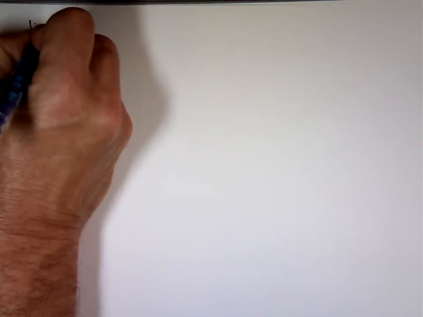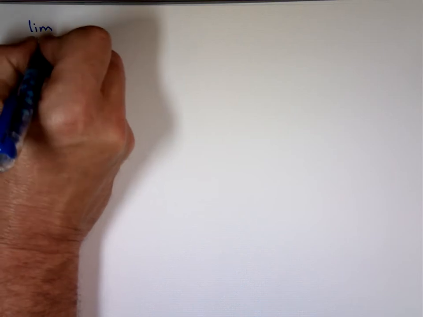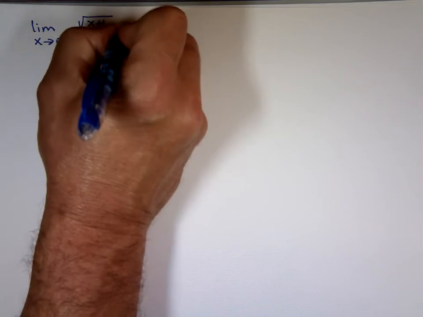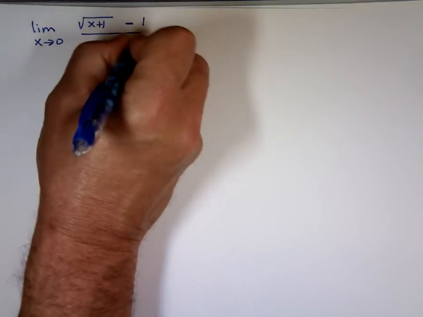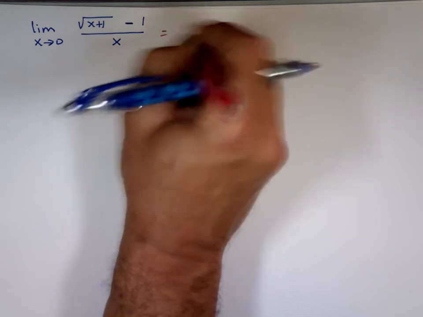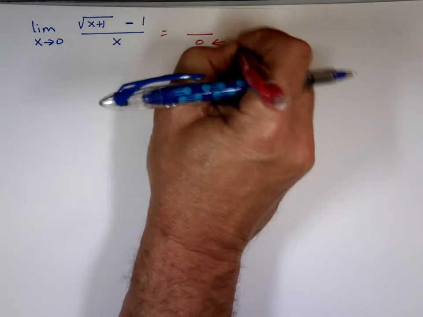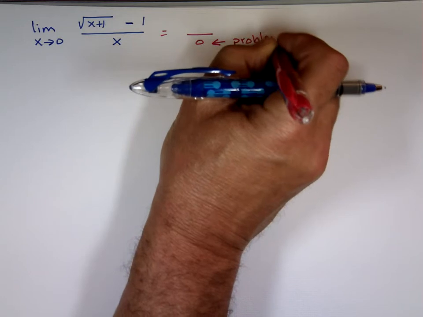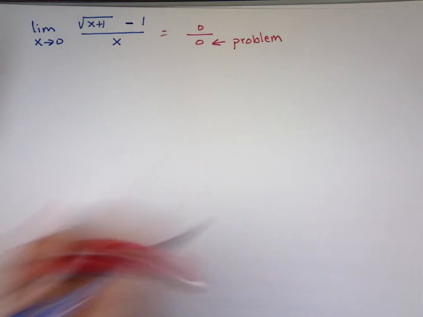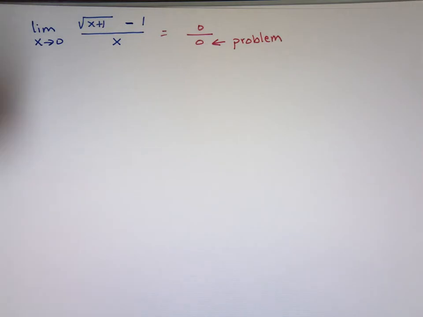How about the limit as x approaches 0 of the square root of x plus 1 minus 1 over x? I don't have to try direct substitution. Just by looking at it, what are you going to have in the bottom? 0. You already have a problem. I don't care about the top. It doesn't matter if the top is 0 or not. Once you have 0 on the bottom, you've got a problem.